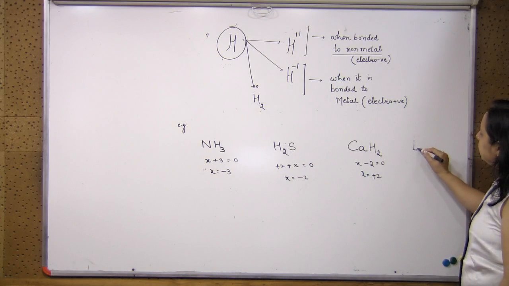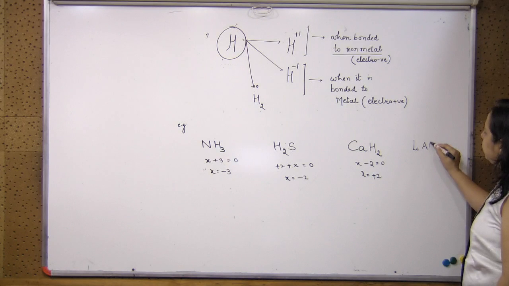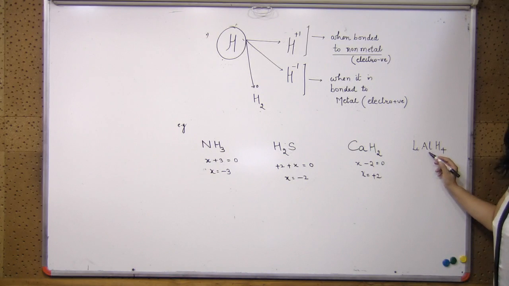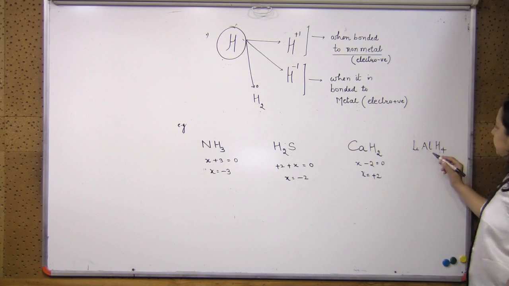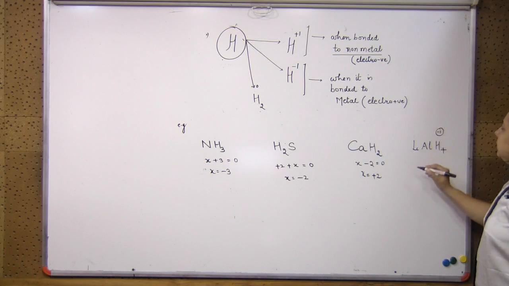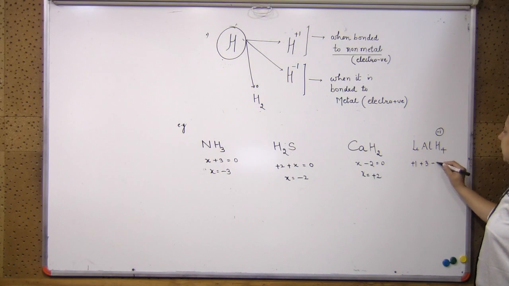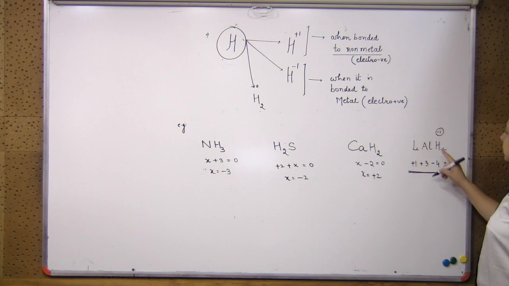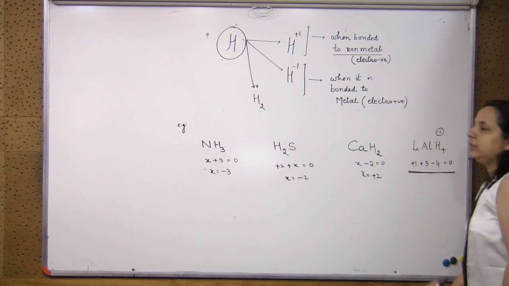If we write lithium aluminium hydride, in this compound 2 metals are there and 1 hydrogen. It means hydrogen here should be -1. We have lithium +1, aluminium +3, hydrogen -4 is equal to 0. It means the correct answer is hydrogen -1.